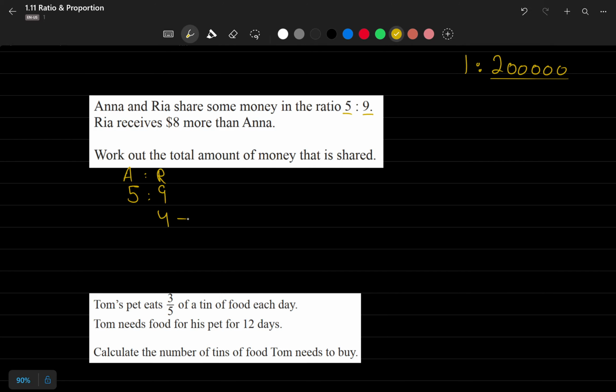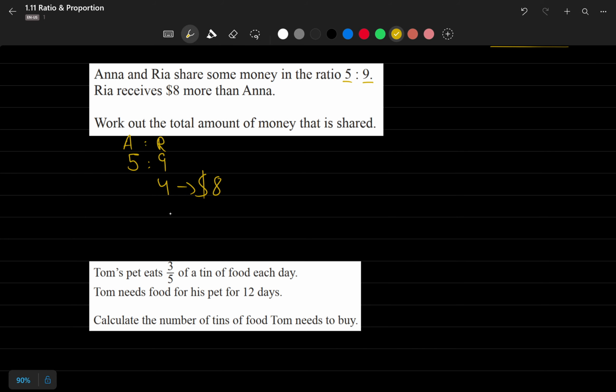And for those extra ratio, she receives $8 more than Anna. So 4 ratio has $8, which means 1 ratio has how many dollars? $2. Now we have to work out the total money that is shared. So 5 plus 9 is equal to the total share, which is 14 shares. One share is worth $2 and there are a total of 14 shares. So 14 times 2 is equal to $28, which is the final answer of this question.